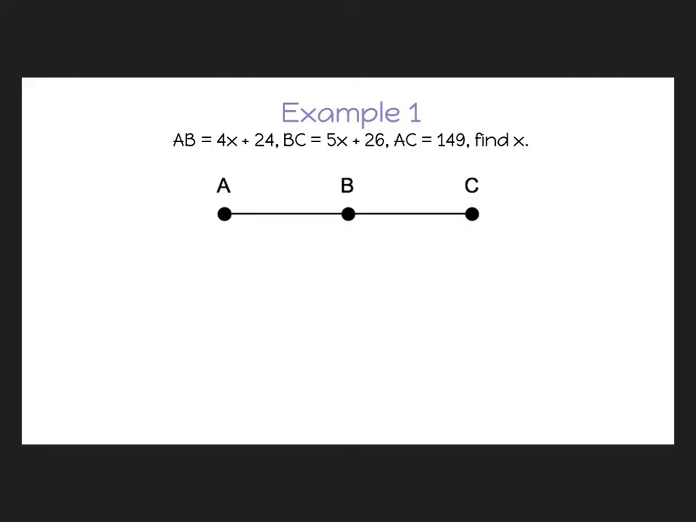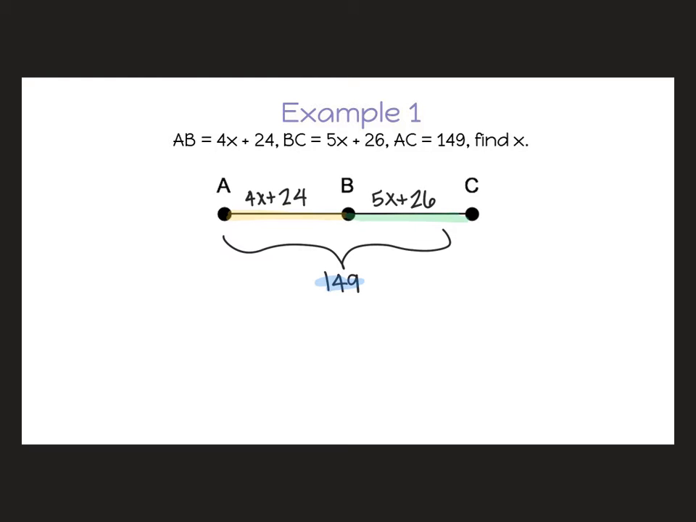For the first example, it gives you the segment and it says AB is 4x plus 24. BC is 5x plus 26. AC is 149. So the first thing you might want to do is label your picture. Now, it's the same idea even though we have expressions instead of just constant numbers. I'm taking this first small part, AB, plus the second small part, BC, and it's going to equal the entire thing.